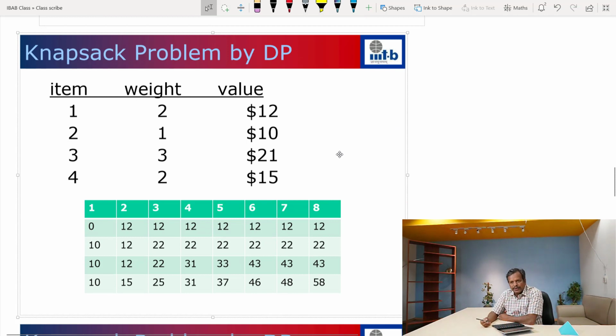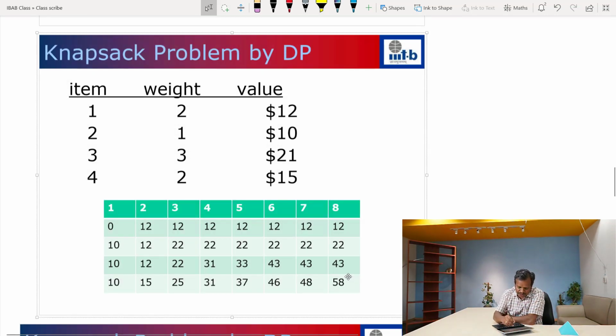Okay, so let's quickly do one example. How did we get this 58? In order to get 58, what we are trying to compute is V of 4 comma 3. V of 4 comma 3 comes from two values. If you just ignore the fourth item, then you have to fill the entire knapsack with only the first 3 items. From the table, we can see that if I ignore the fourth item, the maximum profit that I can make is 43.